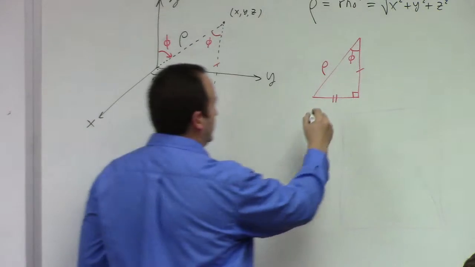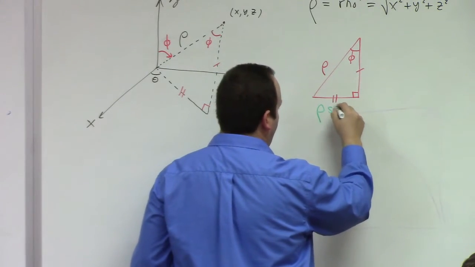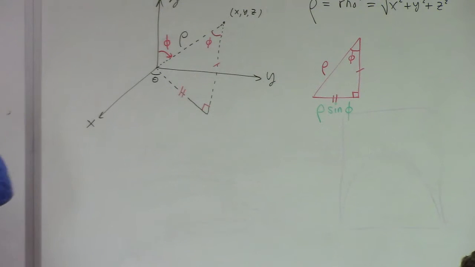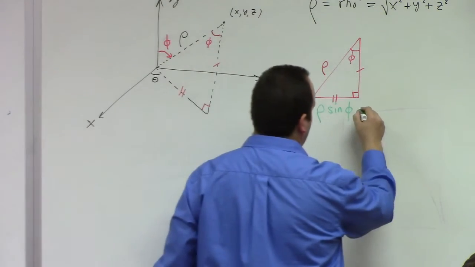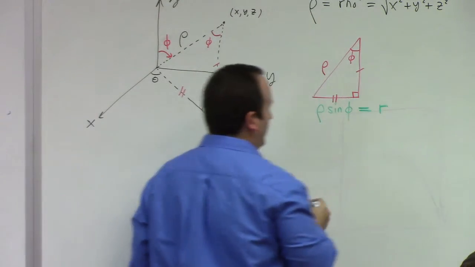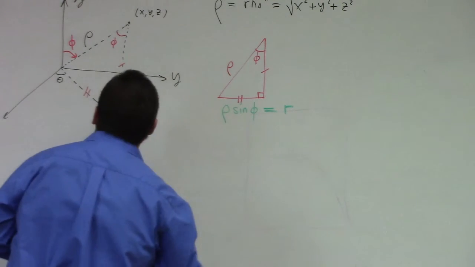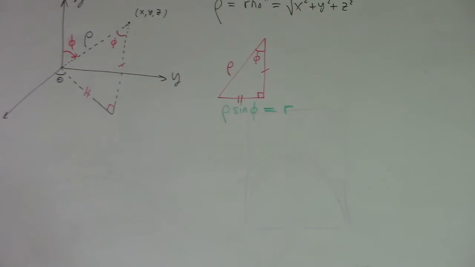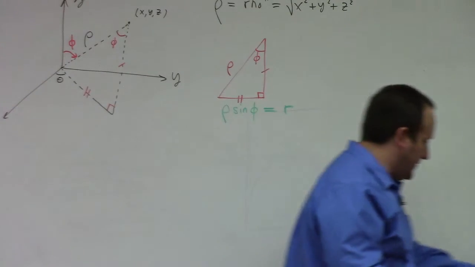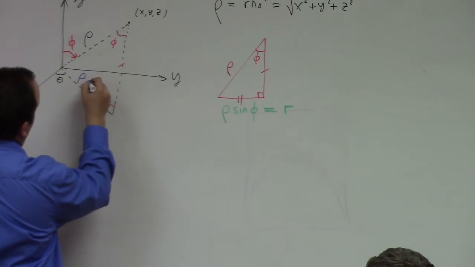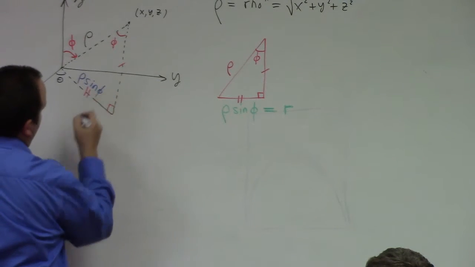Rho sine phi, yes. What else is that in terms of the cylindrical coordinates? r. Yes, that's equal to r. By the way, what we just found is that this guy right here is rho sine phi.